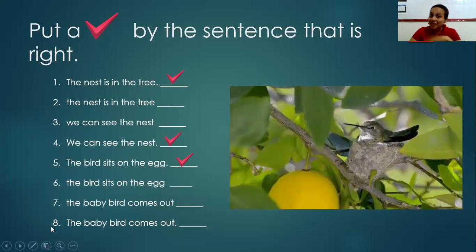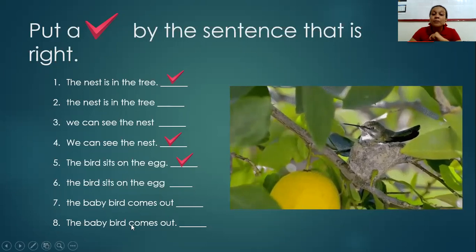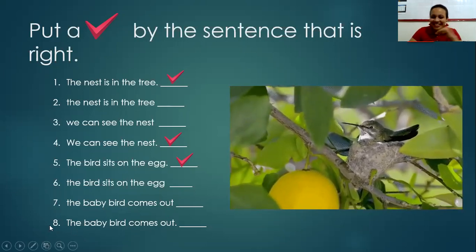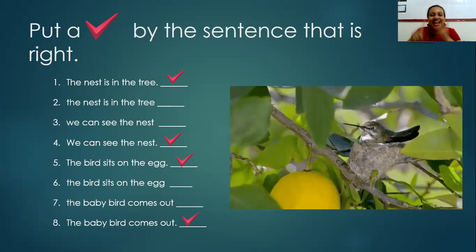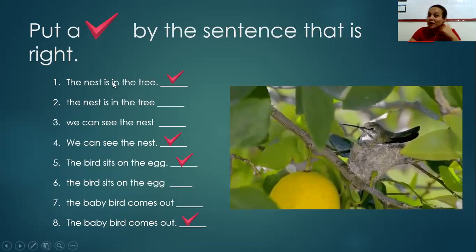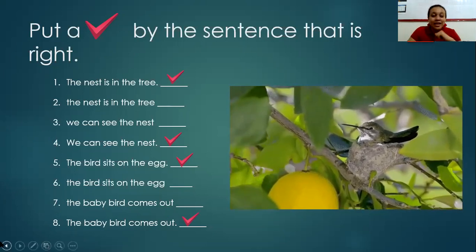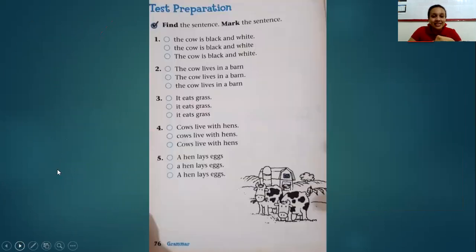And number 7 and 8. The baby bird comes out, or the baby bird comes out. First or second one? Excellent. The second one, because it begins with a capital letter and ends with a period. Now you are able to understand the differences between sentences. Excellent. So now we are practicing telling sentences.